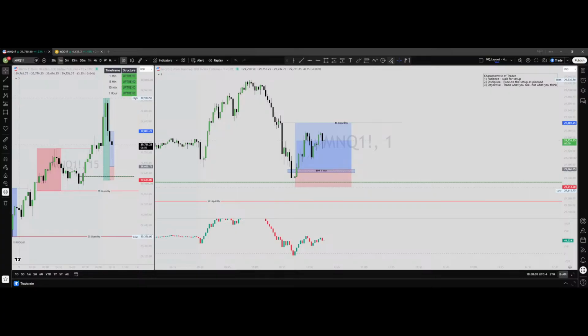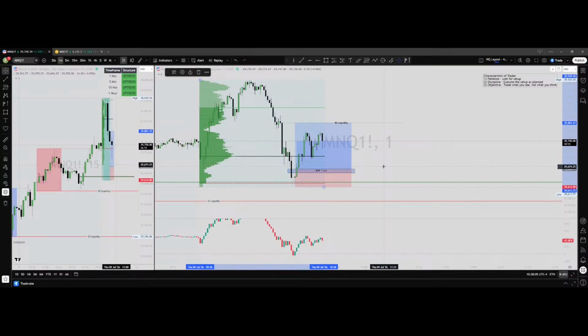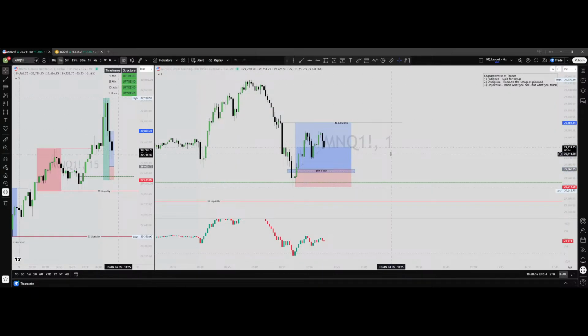I'm going to show you one more thing. This is 9:30. Value area low, value area high. Price is quick to be getting bought up at value area low. This is good. Buyers are in control.